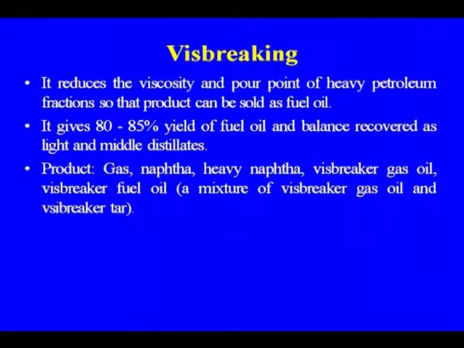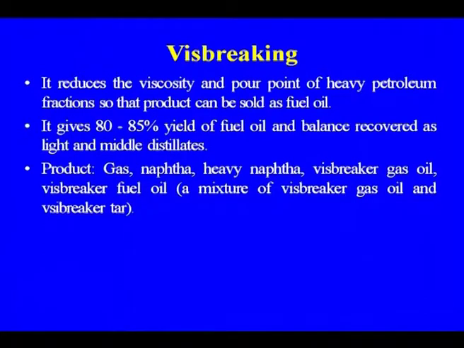It reduces the viscosity and the pour point of the heavy petroleum fraction, so that the product can be sold as a fuel oil. It gives 80 to 85% yield of fuel oil and the balance recovered as light and middle distillate. So, still the major portion is fuel oil, and the rest, because in all the Visbreaking processes or delayed coking, we are getting the light and middle distillates, and again some of the heavier fraction.